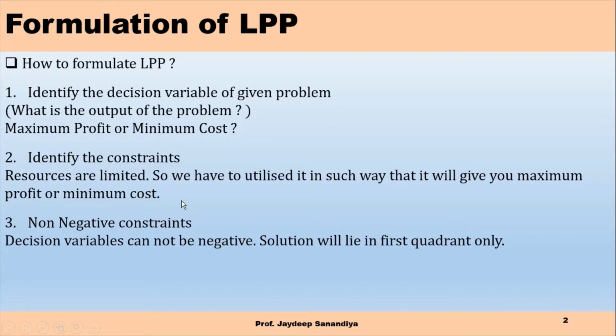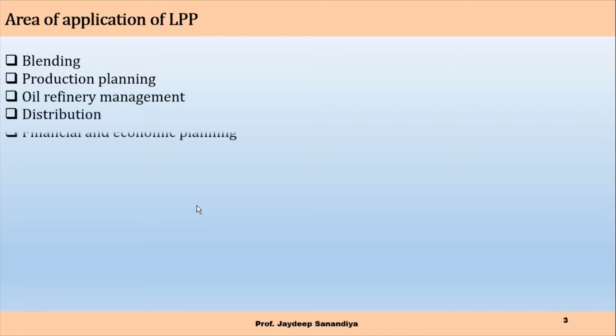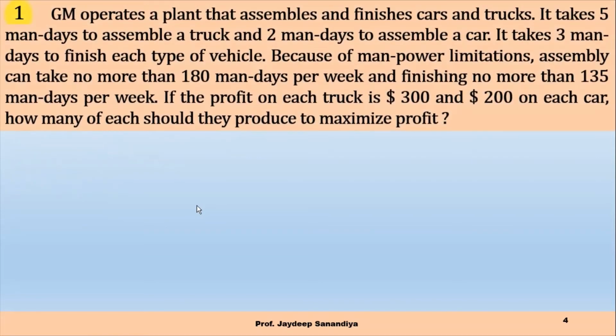The non-negative constraint is nothing but that the decision variables cannot be negative, because you cannot produce a negative amount of product. There are so many areas in which we can use LPP, like blending problems, production planning, financial and economic planning, and farm planning. These are the main areas in which you can use the linear programming problem. So let's start with the first problem.